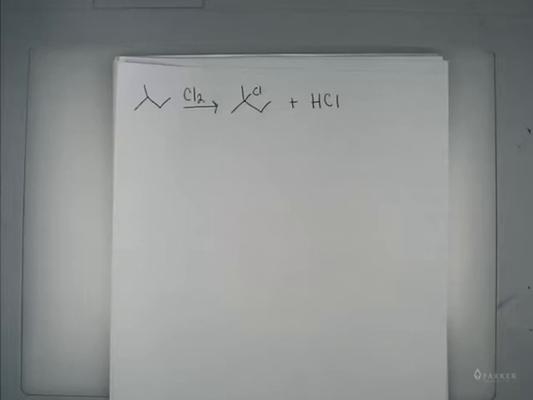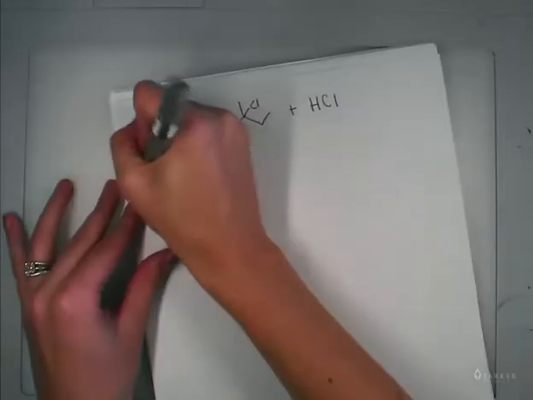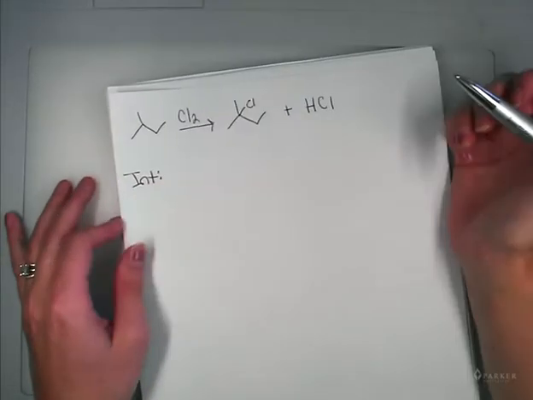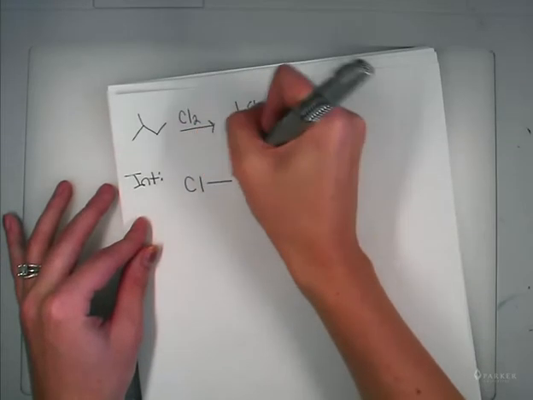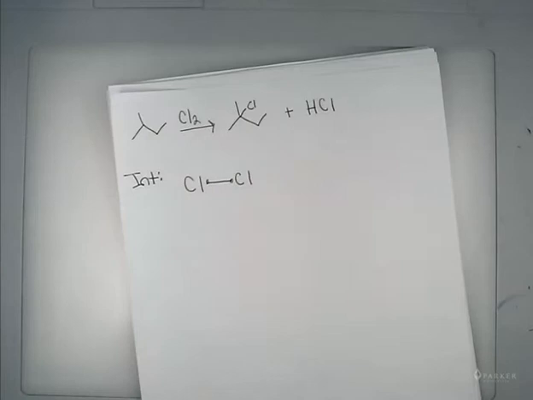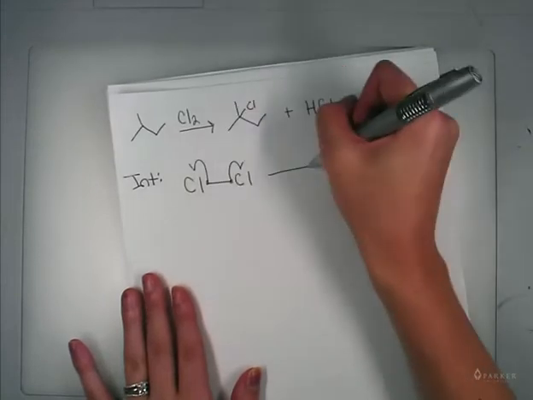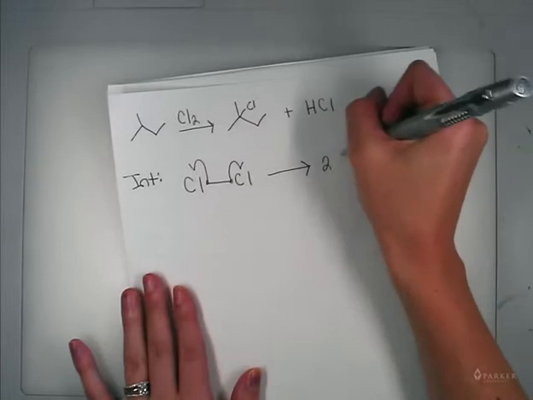All right, let's start checking this. What is our first step called? Initiation. Okay, and what will that look like? Yeah, we'll have chlorine with chlorine. And then what do the arrows look like? Yeah, one to each chlorine. And what do I form? 2 Cl radicals.